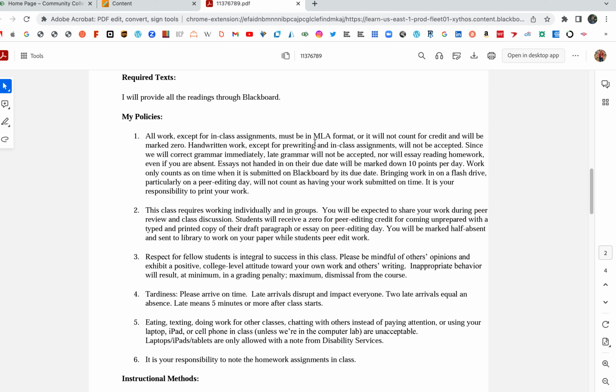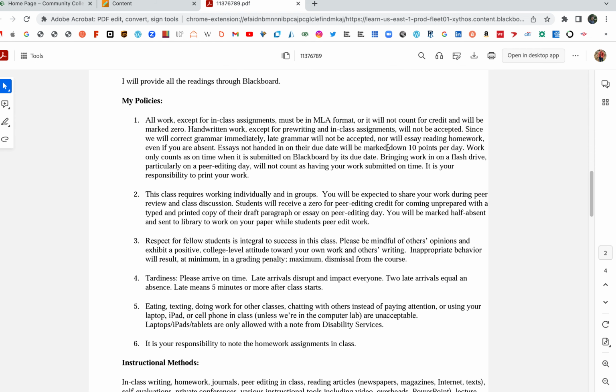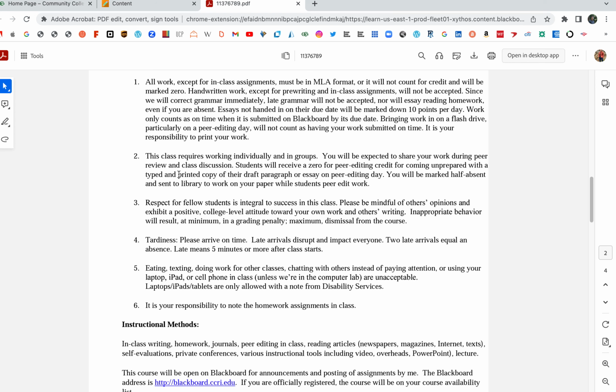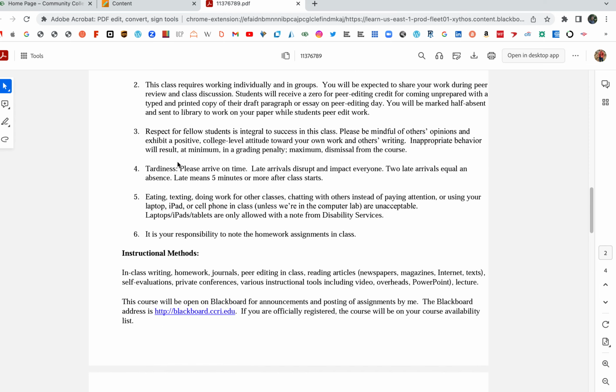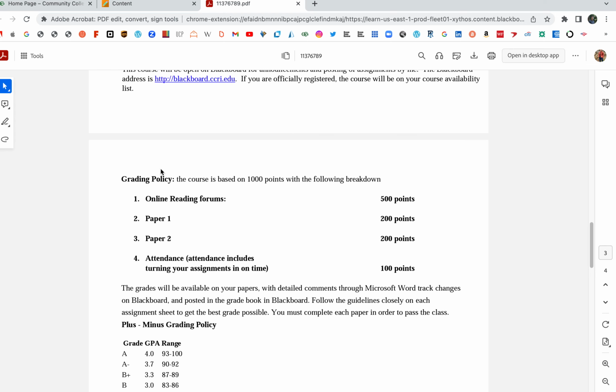The papers that you'll do, we have two formal papers. They'll be in MLA format. I'll go over that when we get on to the assignments. Please turn your work in on time. Be respectful. Here is the grading policy.